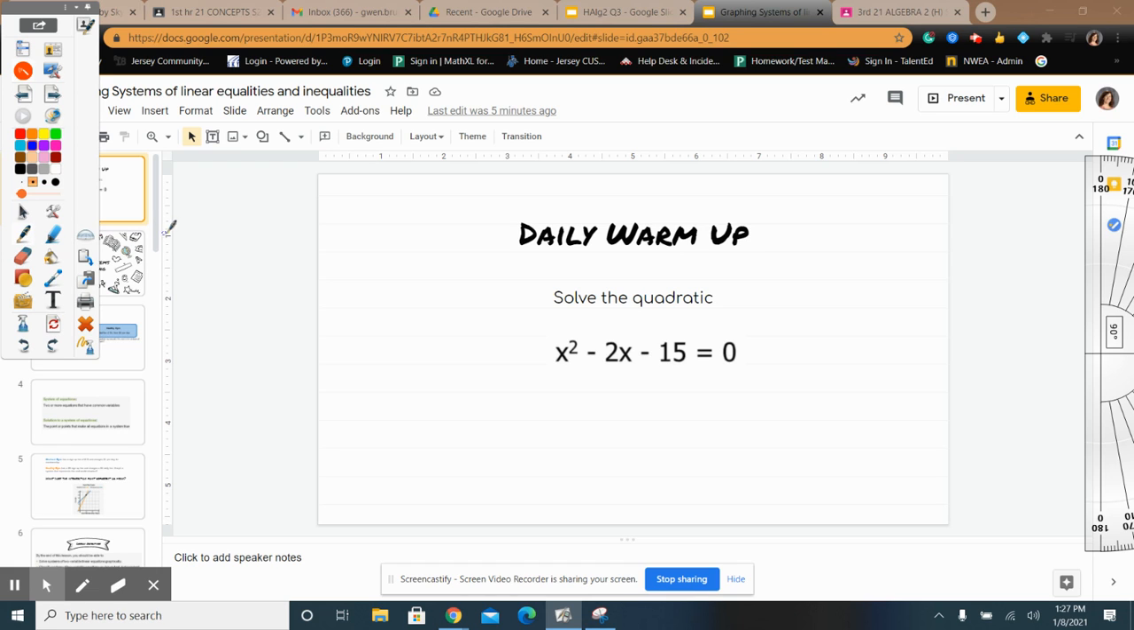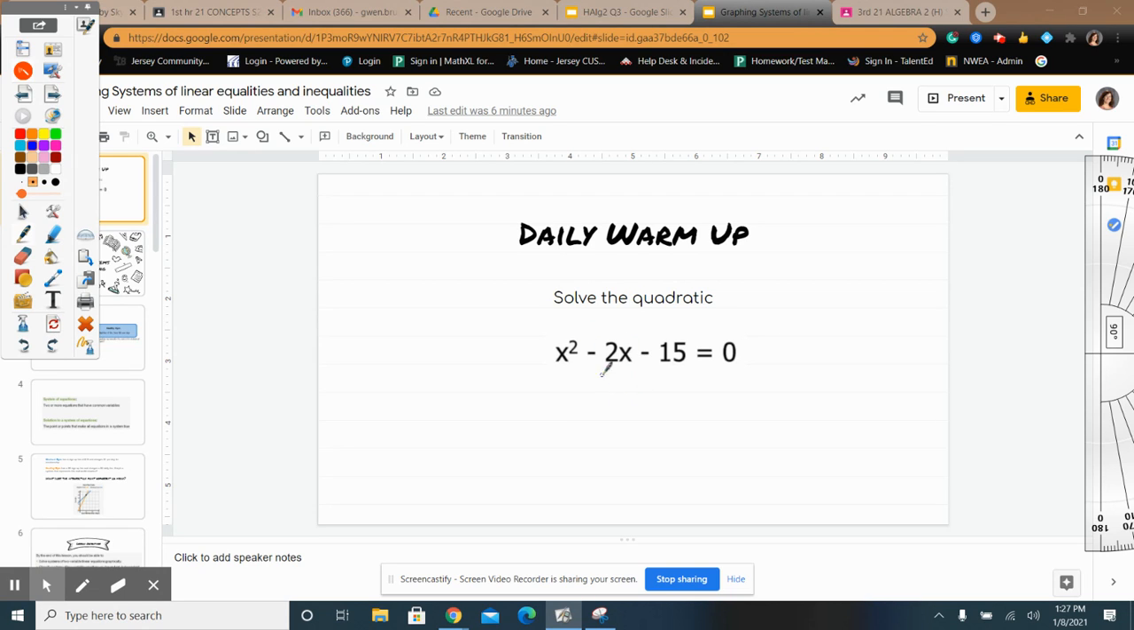Hello, we're going to talk about systems of linear inequalities and equalities today. But we're going to start off with a little warm up because we really need to try to get good at these quadratics. So it says to solve the quadratic, which we know means to get x by itself, or to find the zeros or the solutions or the x-intercepts. And we have to think about the different strategies.